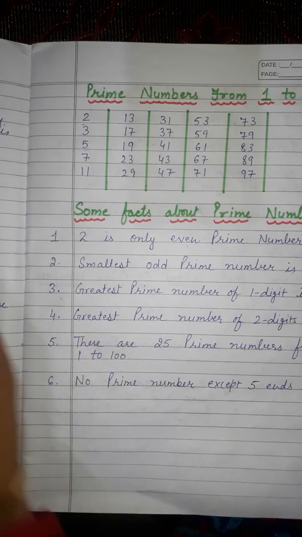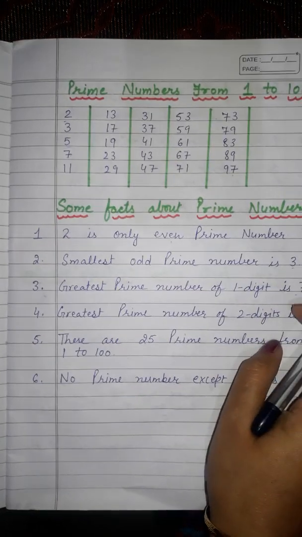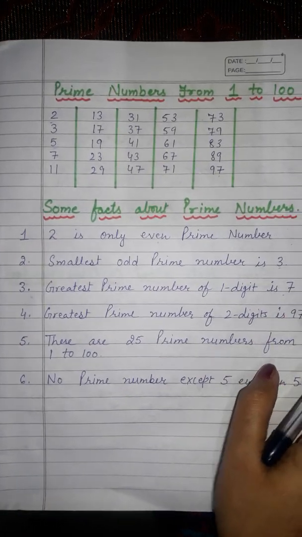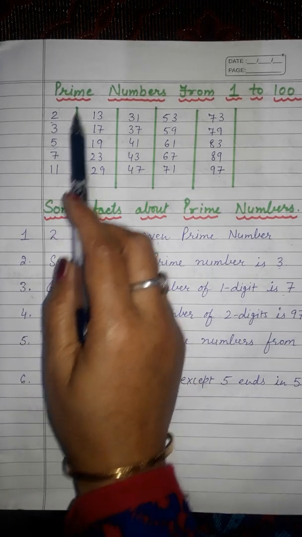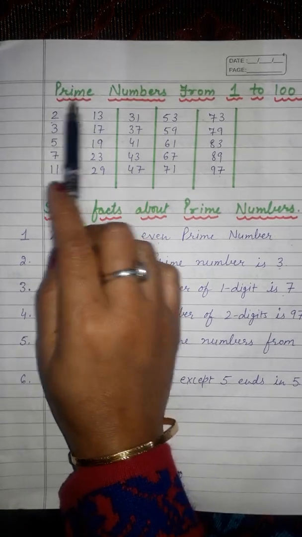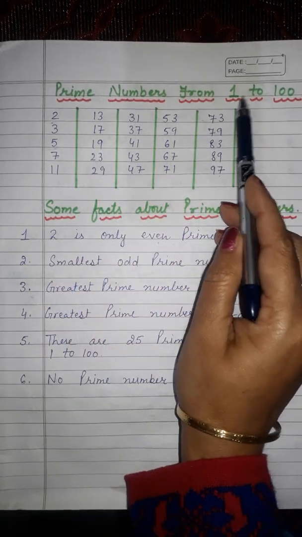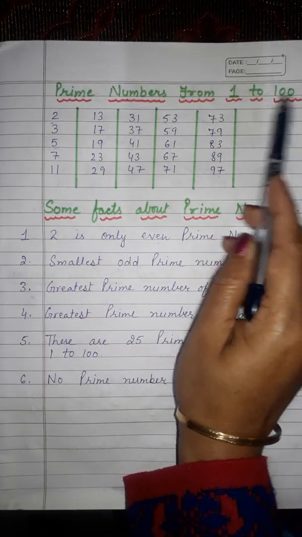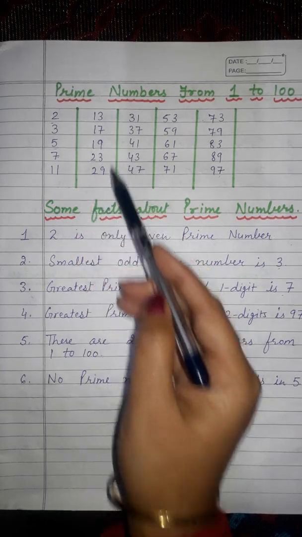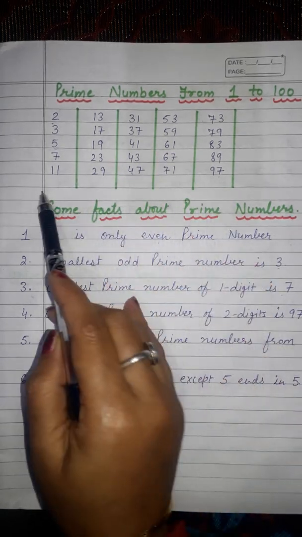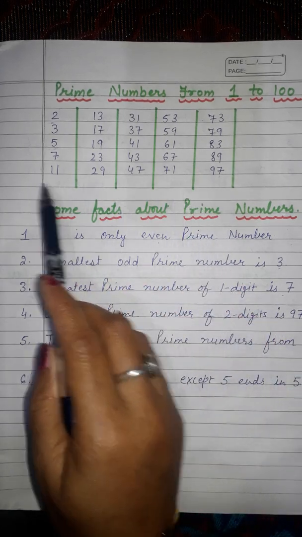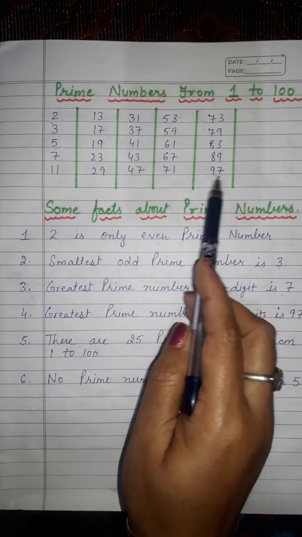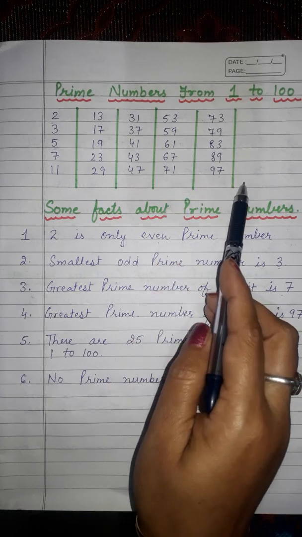Okay. The next is prime numbers. Again we will discuss the prime numbers. So what are prime numbers? We have discussed this previously. And which are the prime numbers? Here I have taken the prime numbers from 1 to 100. I have written here that there are total 25 numbers from 1 to 100 which are prime.